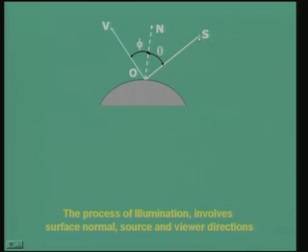S is the light source. So, the light rays are coming from S towards the object O, and V represents the viewer direction. V represents the view direction. These are all with respect to this point O, which is on the surface. Okay, it is a curved surface.